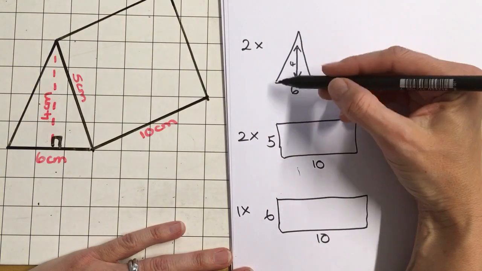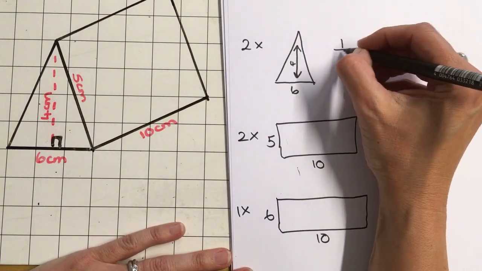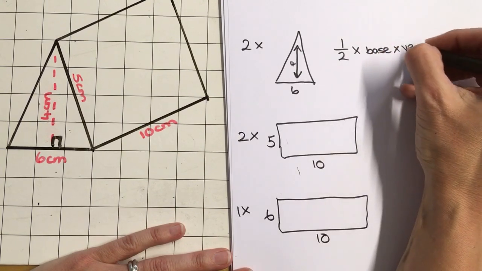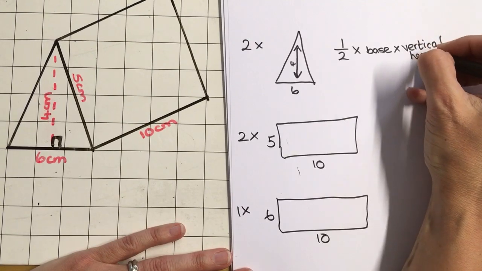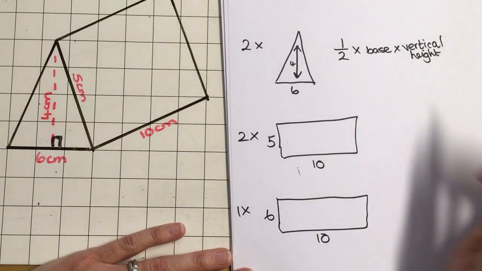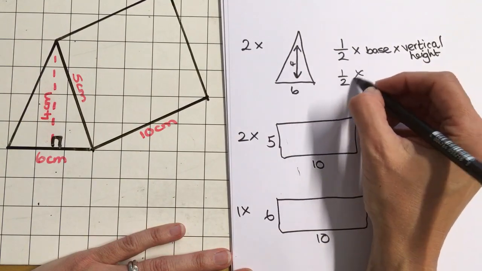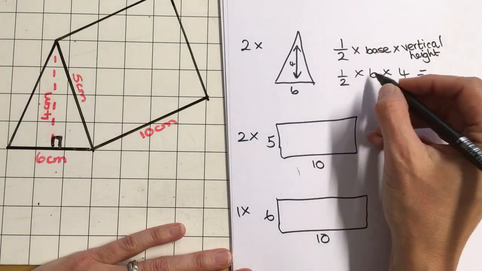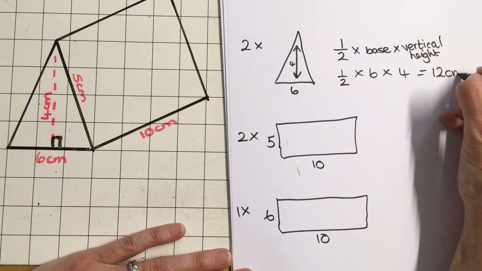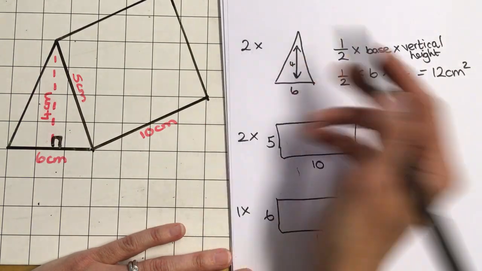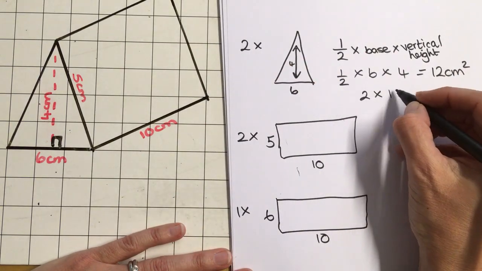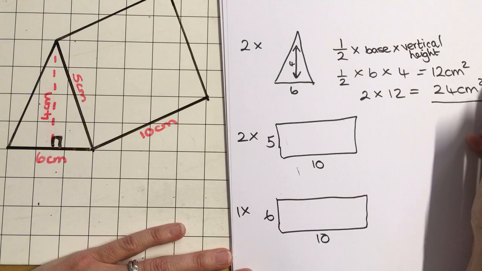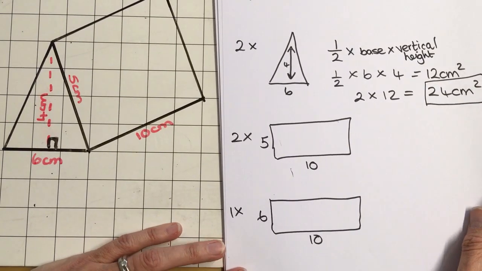So, a triangle. The area of a triangle is 1/2 times the base times the vertical height. It's important that you use the vertical height. And so in this case it's 1/2 times 6 times the vertical height, which is 4. So 1/2 times 24 is 12 centimeters squared. And like we said, there are 2 of those. So we need to multiply that by 2. So the 2 triangles are 24 centimeters squared.